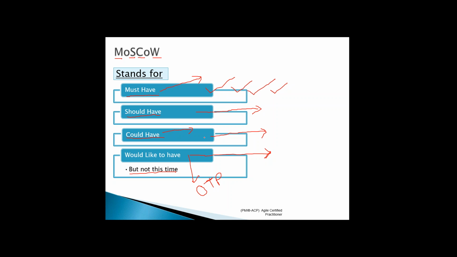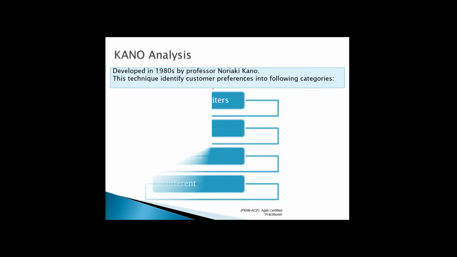All right. And then we have these things. The same things are mentioned here. Kano analysis. Kano analysis is close to MoSCoW only. It was developed in the 1980s by Professor Noriaki Kano. Against his name, they have named this as Kano analysis. This technique identifies customer preferences and classifies them into 4 categories.